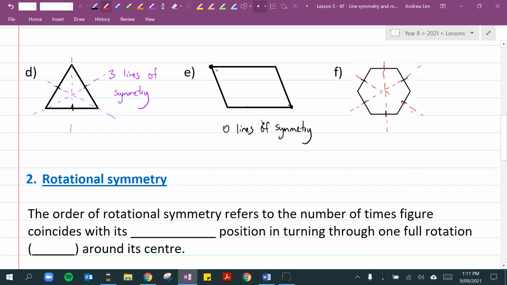However, there's actually more than that. If I were to fold it from the vertices, right there, you see how that folds into two equal halves as well, and it will completely cover each other. So that's 4. Here's 5. And here is 6. 6 lines of symmetry.